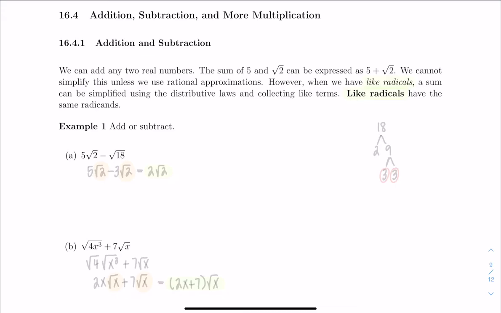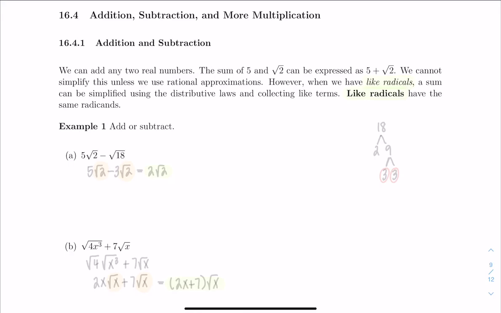In section 16.4, we look at addition, subtraction, and more multiplication. So we can add any two real numbers. The sum of 5 and the square root of 2 can be expressed as 5 plus the square root of 2. We cannot simplify this unless we use rational approximations.